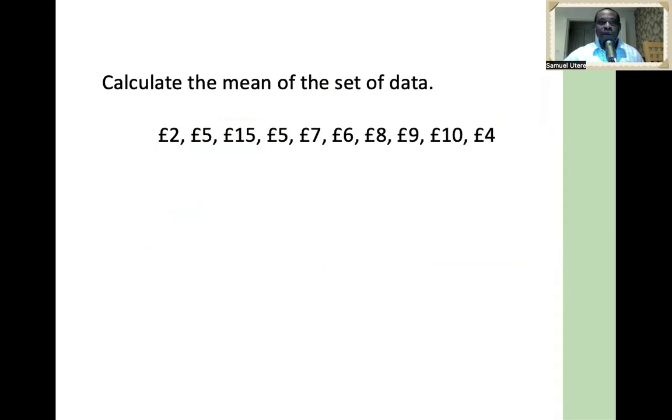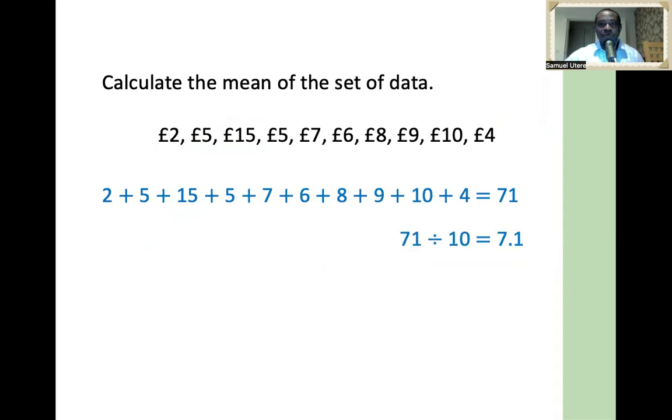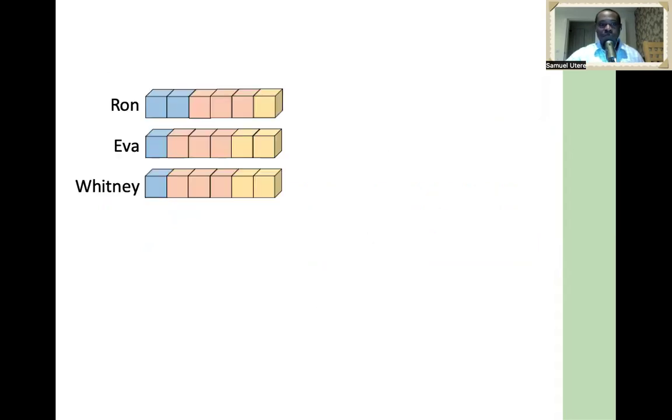Okay, calculate the mean of this set of data. How do we do that? We add them up and we divide by how many they are. In this case, there are 10 items or 10 numbers in the list: 1, 2, 3, 4, 5, 6, 7, 8, 9, 10. And that is similar to what we did in this example.